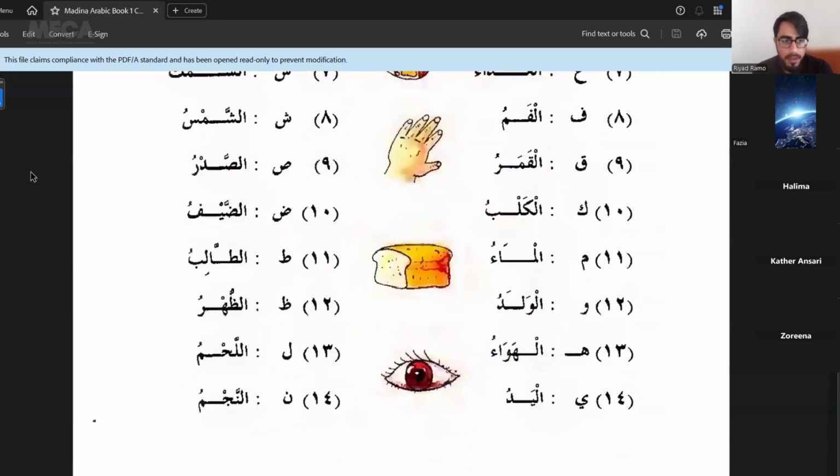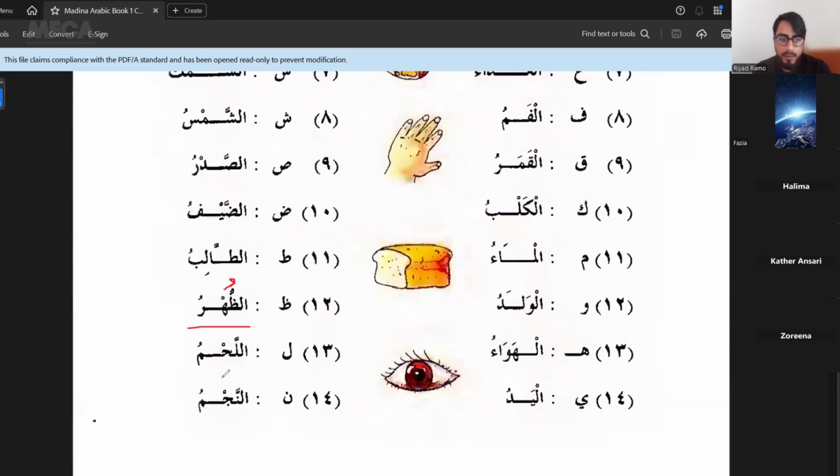Dha, الظهر. What is this one? Dhu or Dhuhr? Dhuhr, which means the prayer time. Dhuhr time, in the afternoon, 12 o'clock or so. Dhuhr.